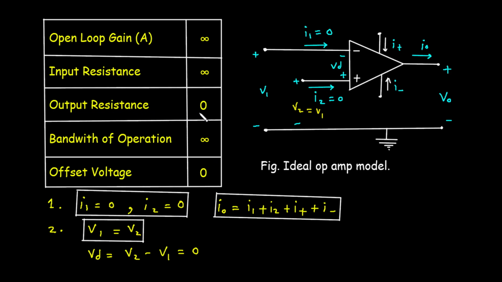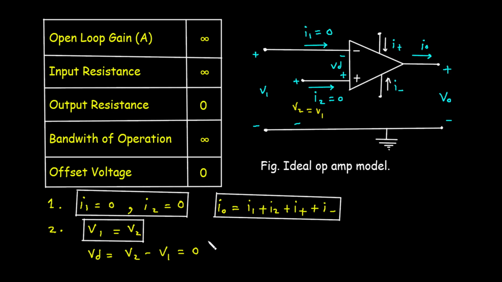Output resistance. The output resistance of an ideal op-amp is 0. This allows the op-amp to supply any amount of current to the load without a drop in output voltage. Bandwidth of operation. An ideal op-amp has an infinite bandwidth. This means it can amplify signals of any frequency equally well, from DC to the highest AC frequencies. Offset voltage. The offset voltage in an ideal op-amp is 0. This means that if the differential input voltage, Vd, is 0, meaning V1 equals V2, the output voltage, Vo, is also 0.